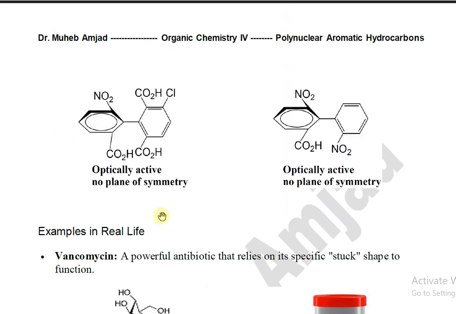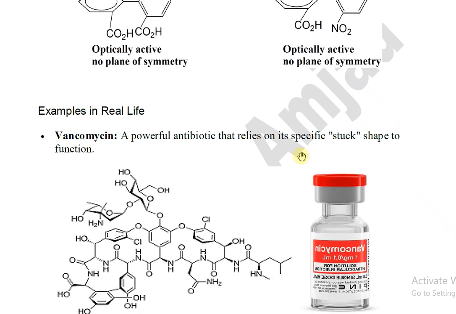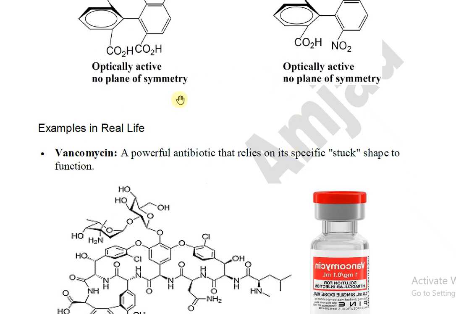Look, this group CO2H and this NO2, this CO2H, this CO2, but here we have the chlorine. Also, this will be optically active because there is no plane of symmetry. Also, we have here NO2, here hydrogen, different groups. Here NO2, here CO2, different groups. That means it will be optically active.